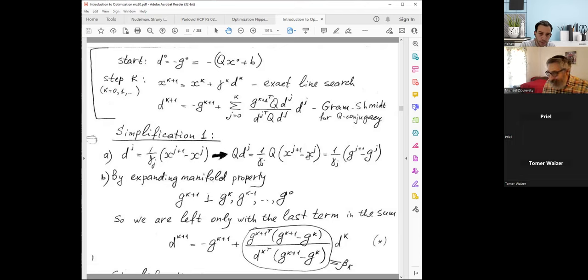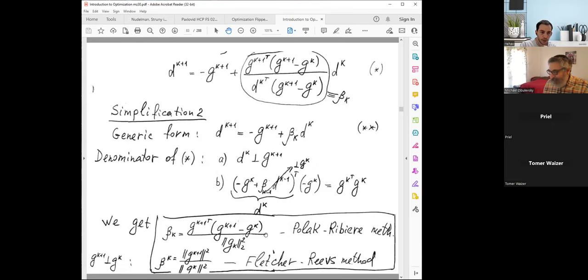And some other simple manipulations. It's a technicality. The main thing is here. Everything cancels, and we come to the conclusion that only the last term in the sum will be non-zero. All other terms will be zero. And the formula becomes really simple.